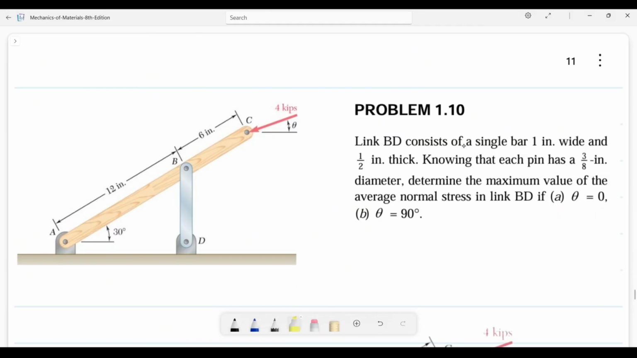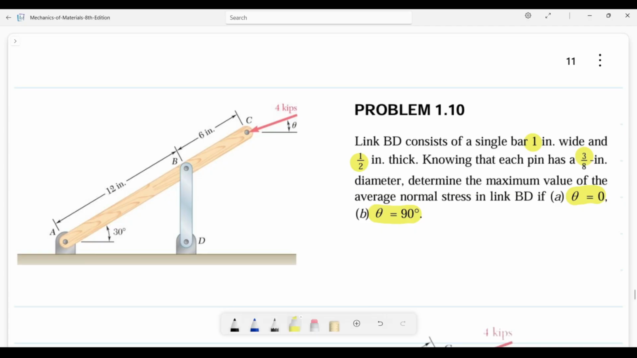Link BD consists of a single bar 1 inch wide and a half of an inch thick. Knowing that each pin has a 3/8 of an inch diameter, determine the maximum value of the average normal stress in link BD if A theta equal 0 and B theta equal 90 degree.